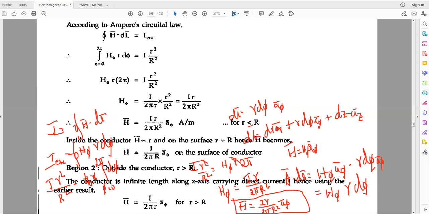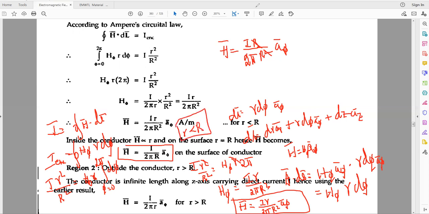then H bar is equal to, the inner side, it is I, and this also we consider as r, over 2 pi R squared, A phi bar. So one R gets cancelled. H bar is equal to I by 2 pi R into A phi bar. This is the condition for r less than the capital R.